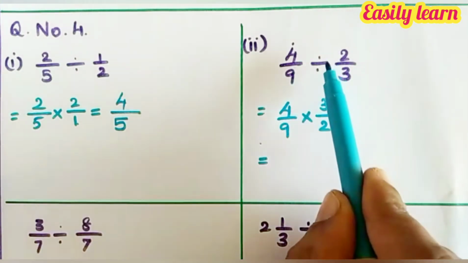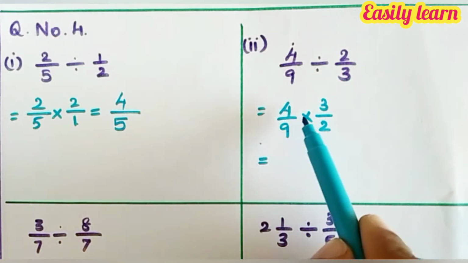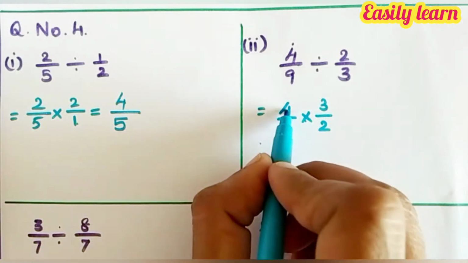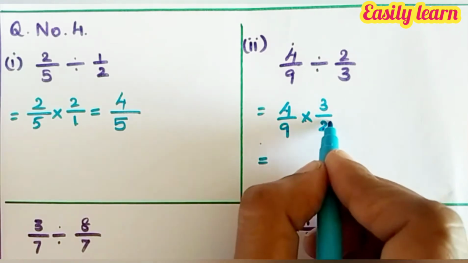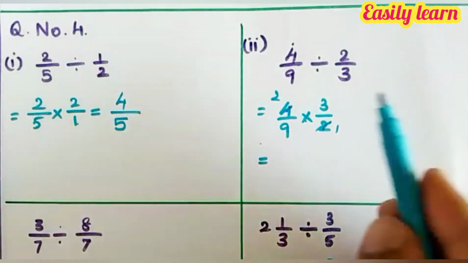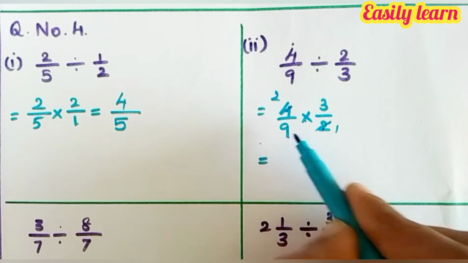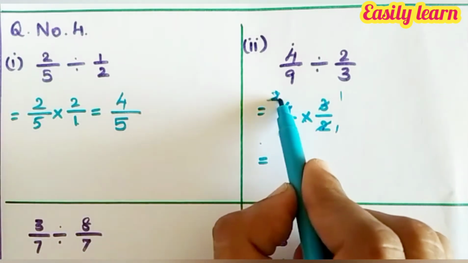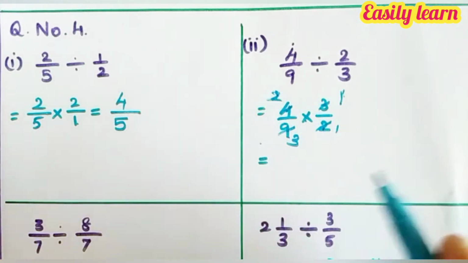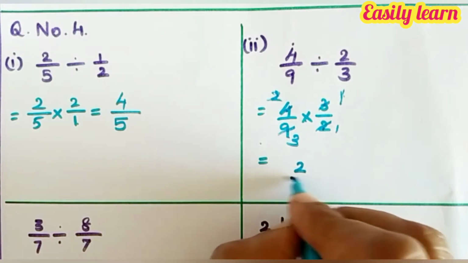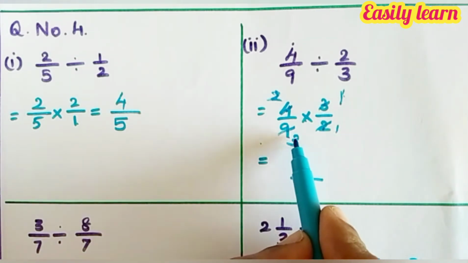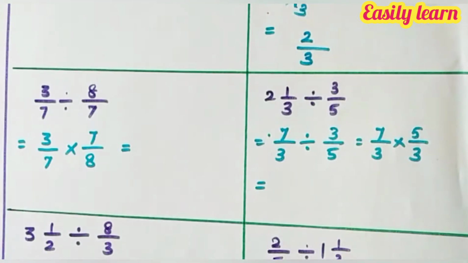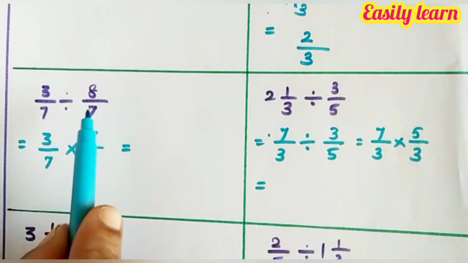Next, 4 by 9 divided by 2 by 3. So 4 by 9 into reciprocal is 3 by 2. So now you can cancel. I think you can cancel these two by using the 2 table. So 1, 2. And if you see, these two also are in the 3 table. So you can cancel 1, 3. So now here it is 2. Here you have 1. So 2 into 1 is equal to 2 by, in the denominator place you have 3 and 1, 3.